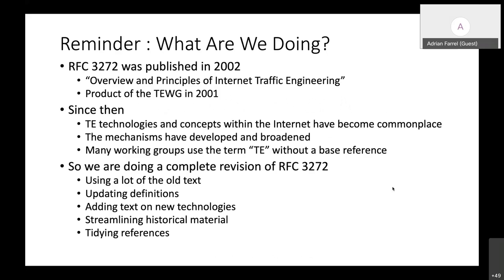So since 3272 was first published, obviously a huge amount has happened, especially around TE, and the mechanisms that we use have developed substantially. We're also seeing that quite a few working groups are using the term TE, with their best base reference being 3272, which really isn't suitable for that purpose. So the design team is chartered to do a complete revision, obviously using a lot of the old text, but updating definitions, adding new text where there are new technologies, streamlining the historical material, where streamlining is a euphemism for deleting, and tidying up the references, which were quite a mess. Slide.